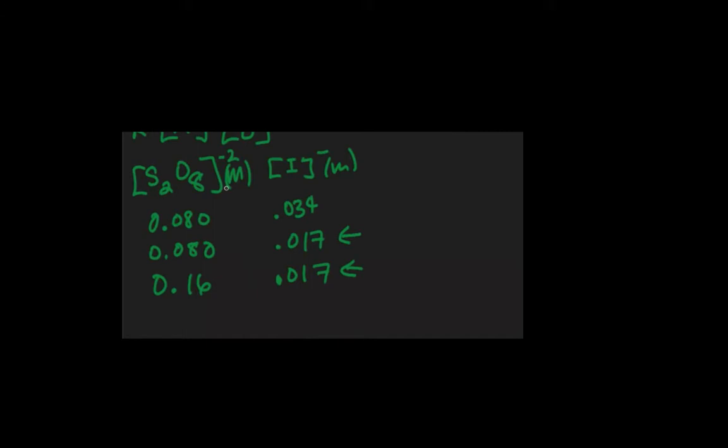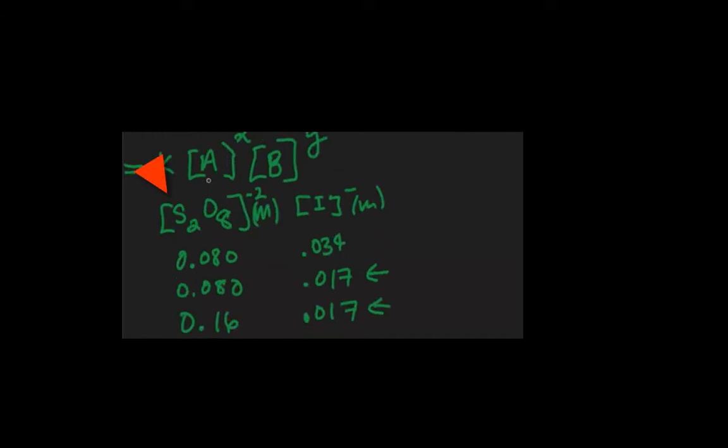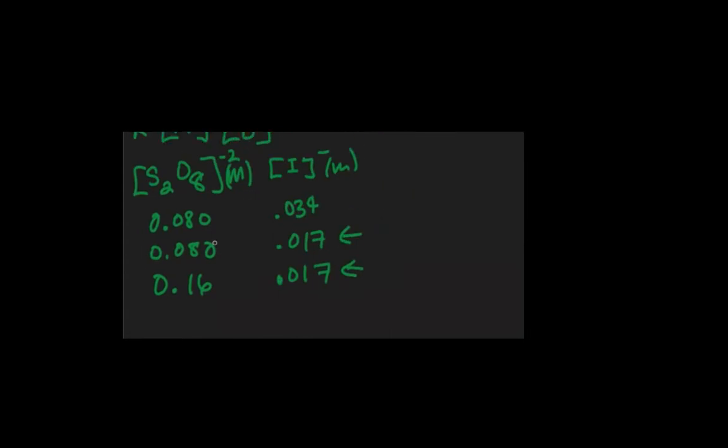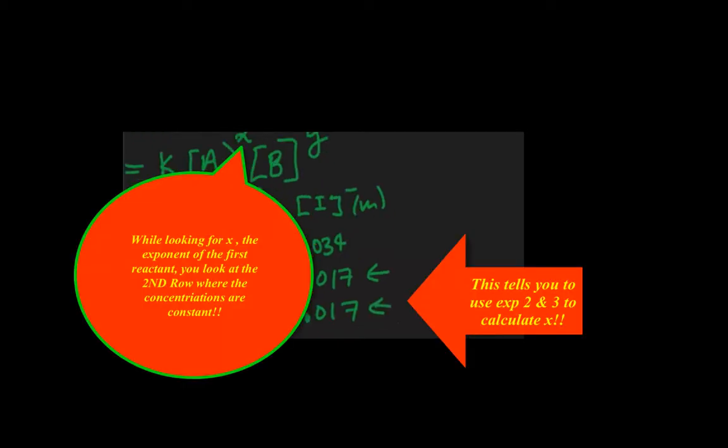So here is the first column. And then the other reactant is the iodine. These are in molarity. So you see how on the last two rows, that's where we're constant. You see how it's the 0.017 here. These two are constant molarities for the I column.